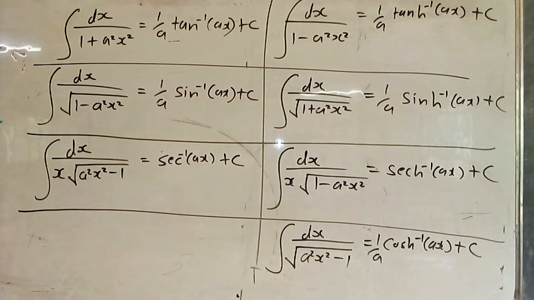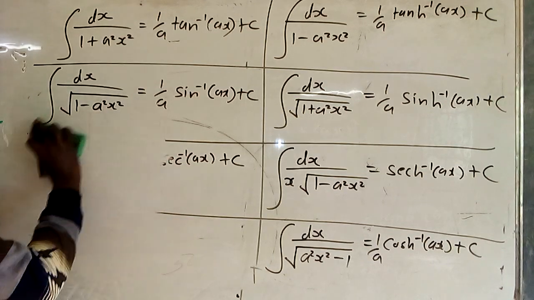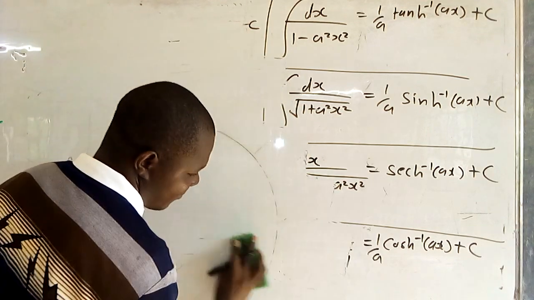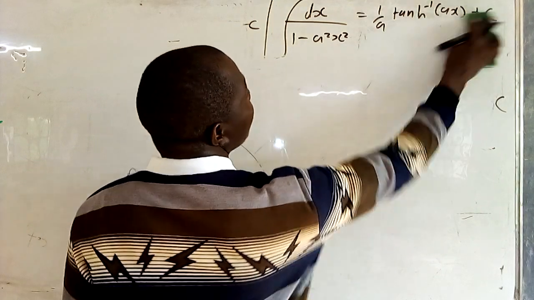So we are done with that. Let's go to the last thing: partial fractions. That one we've dealt with the inverse functions.